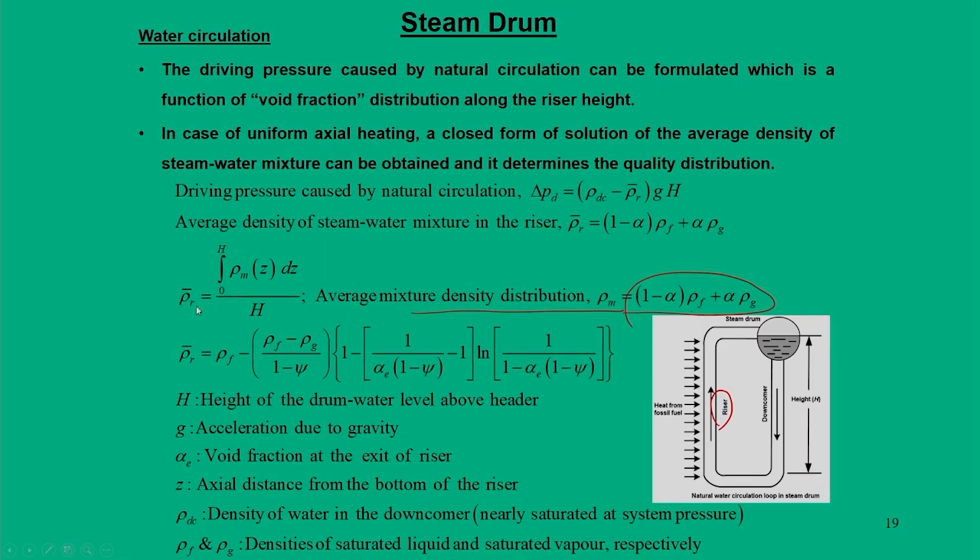So, that can be found out as the average density. The most standard expression, which you can take directly from the books, is the well-established expression for rho r bar, which is nothing but the average density of the steam-water mixture in the riser. It is empirical, or we can say a derived expression, which is mostly used in steam power plants. Using this we can find the driving pressure that is caused by natural circulation.